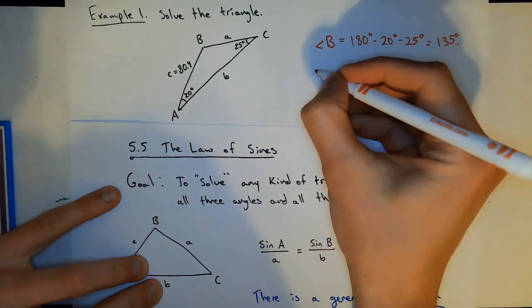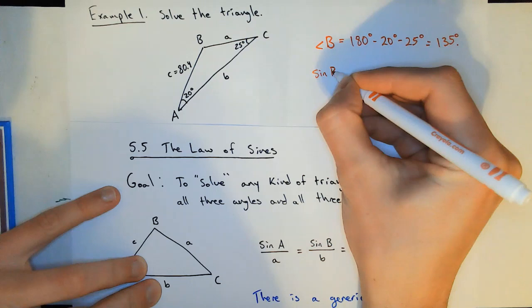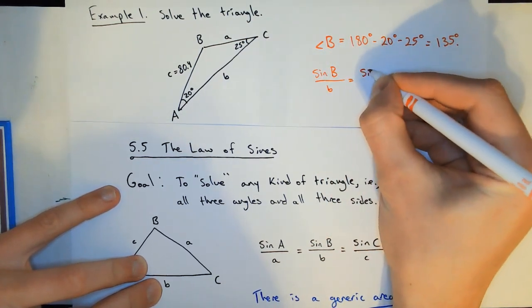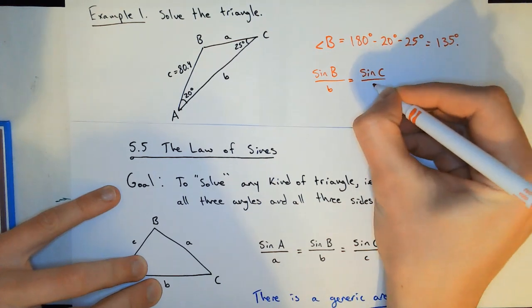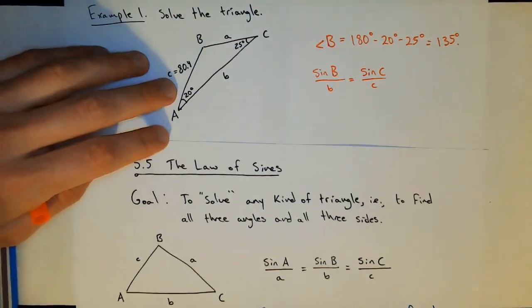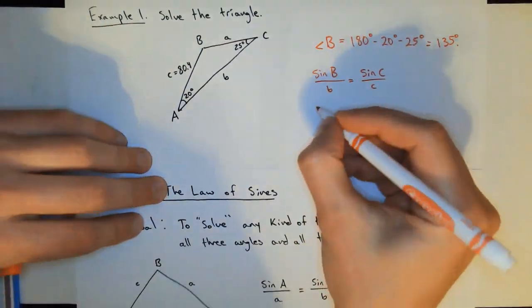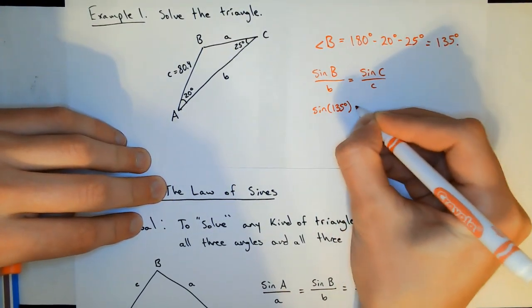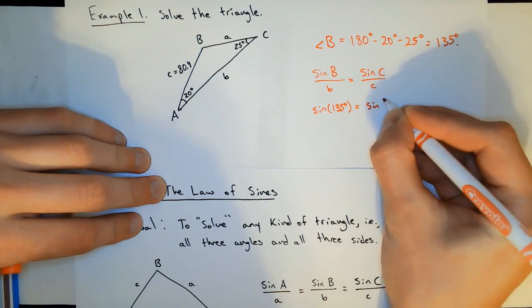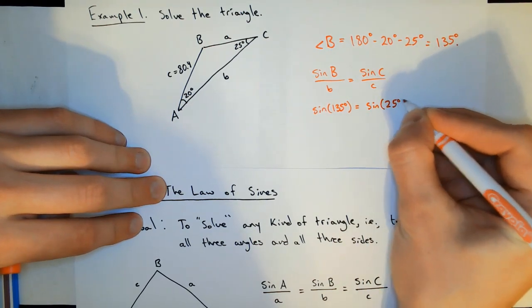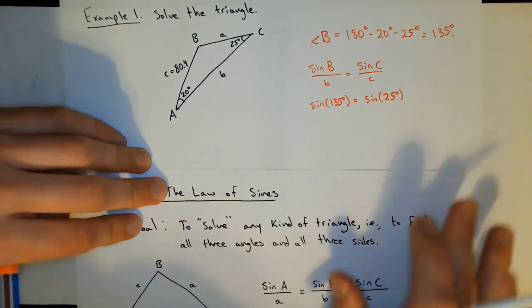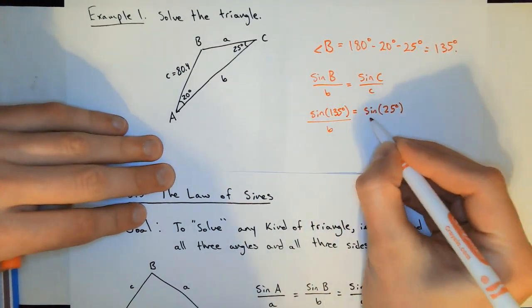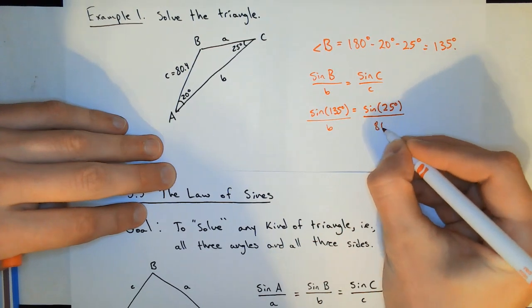So I'll say sine of capital B over little b equals sine of capital C over little c. So I'm going to say sine of 135 degrees is equal to sine of 25 degrees, because that's angle C there. Oops, I'm leaving out the fraction part. Over b, this is over b, and this is over 80.4.